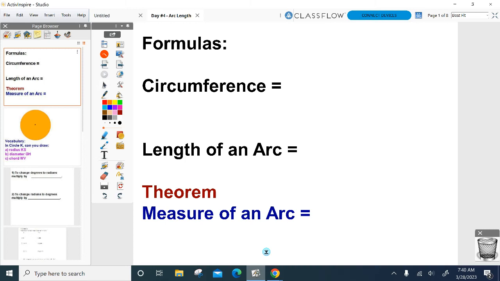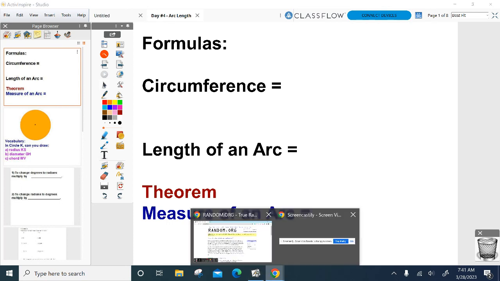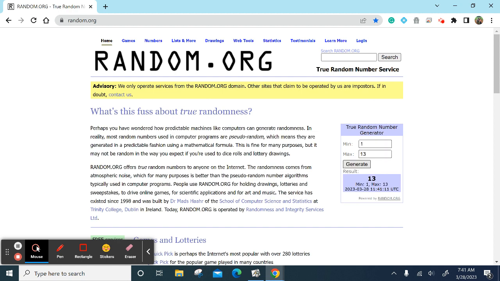Formulas. Thursday's the quiz. There will be 3 formulas on that. 2 you already know. Third one I'm gonna provide today. So let's first start with the circumference formula.